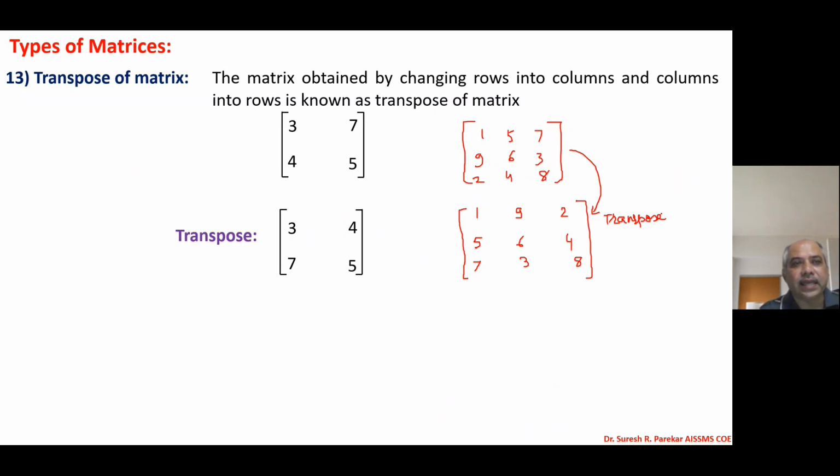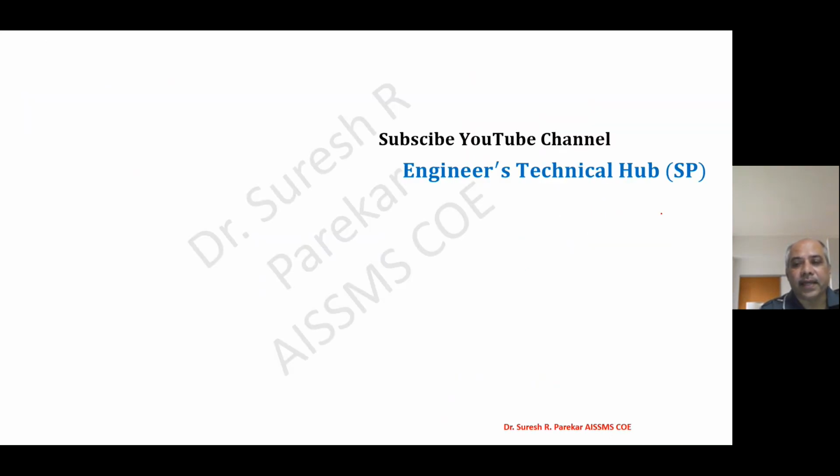So we have these as the different types of matrix, or we can say properties of matrix. And so we will have this for matrix today. And now we will stop here only.